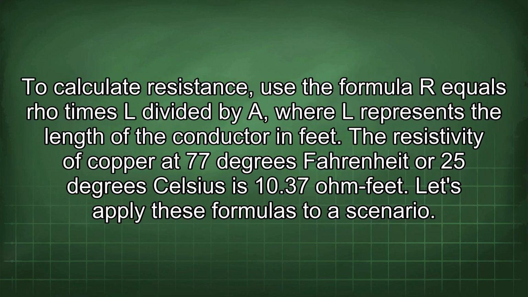To calculate resistance, use the formula R equals rho times L divided by A, where L represents the length of the conductor in feet. The resistivity of copper at 77 degrees Fahrenheit or 25 degrees Celsius is 10.37 ohm feet.